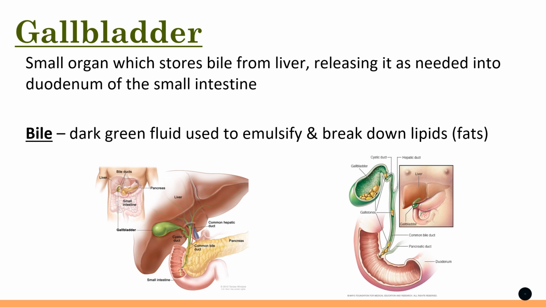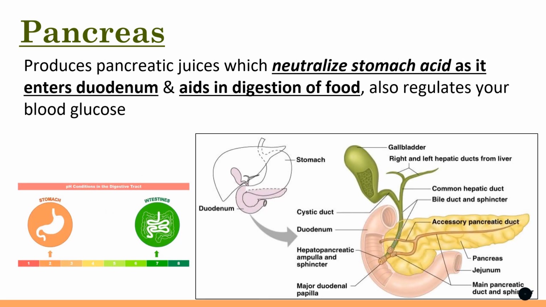The gallbladder is going to be a small organ which stores bile from the liver. It releases it as needed into the duodenum of the small intestine. And bile is just going to be this dark green fluid that is used to emulsify and break down lipids. Remember, lipids are our fats. And we will talk more about lipids in the second part of this lecture.